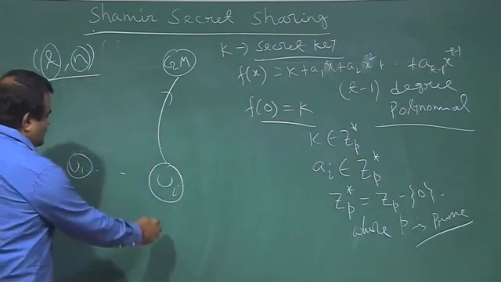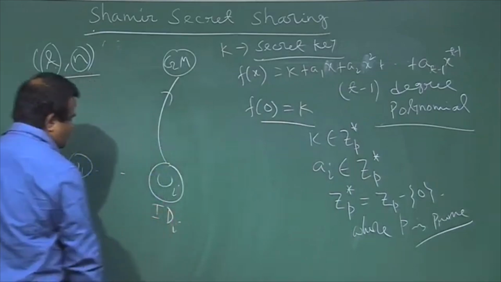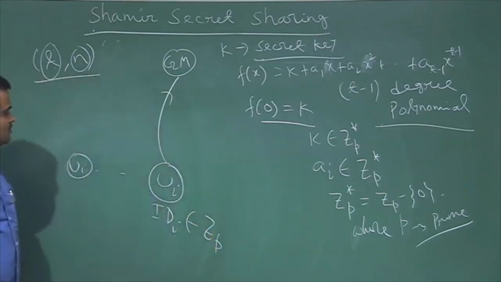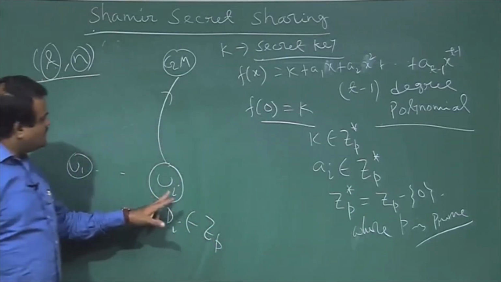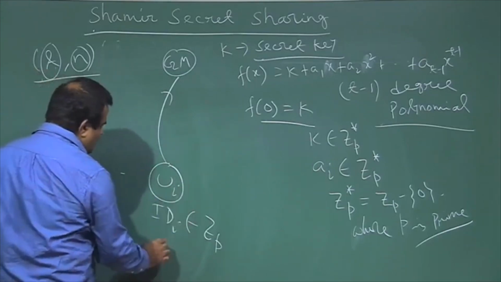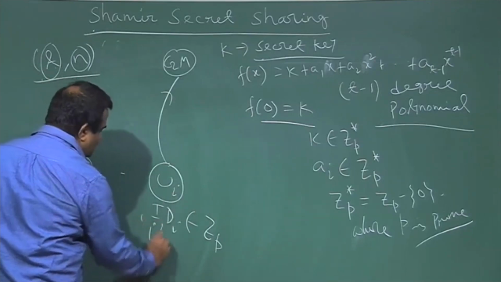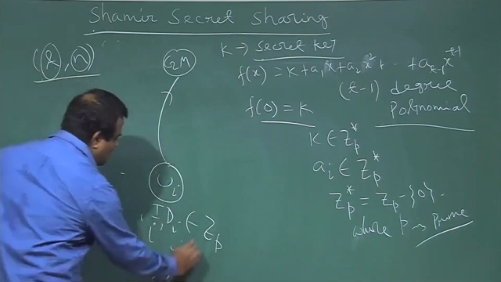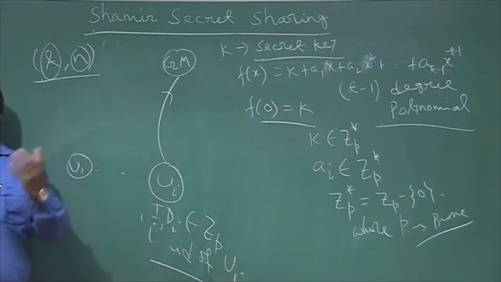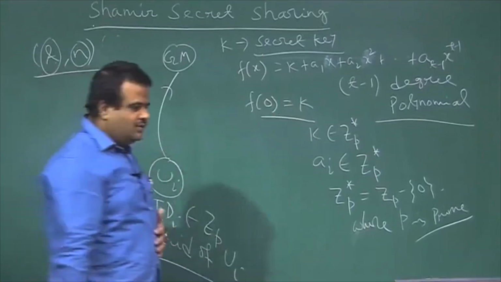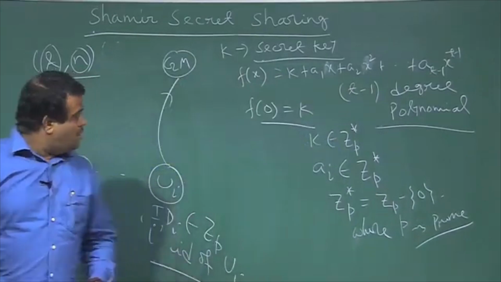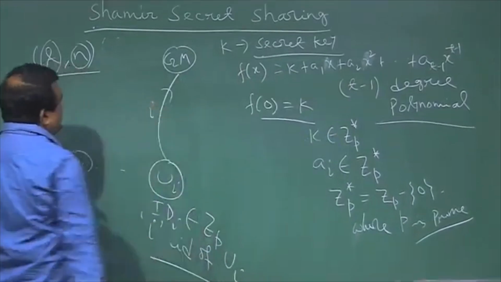For the ith user, either we choose an id, which should also belong to Zp star, or we can use some mapping, or we can simply use i. Say i is the id of ui for simplicity, but it could be any id, and then we have to convert it into a string or an element in Zp star. Then ui will send the id to the GM.